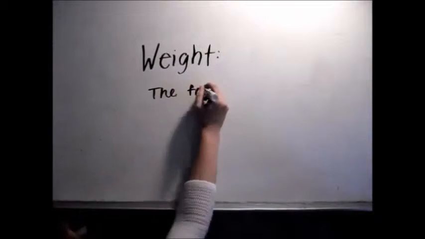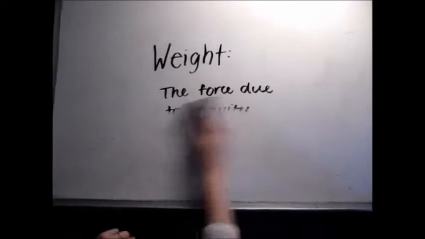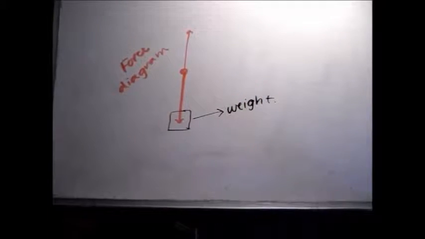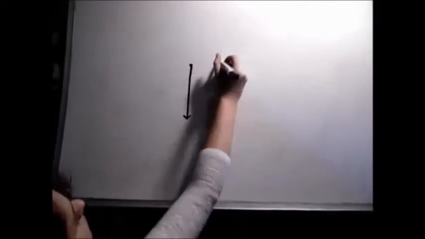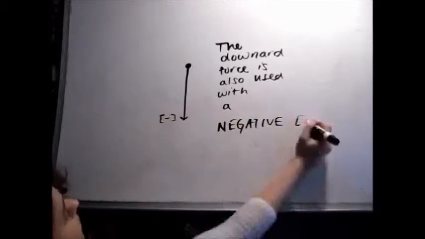Types of forces. Weight is the force due to gravity on an object and is also called the force of gravity. Weight is a downward force that acts on an object. So the force that points downward in the force diagram is the weight or the force due to gravity. The force due to gravity is often put with a negative sign because it's a downward force.